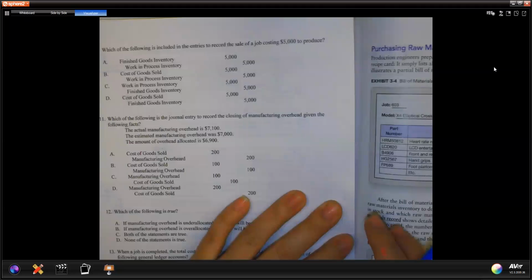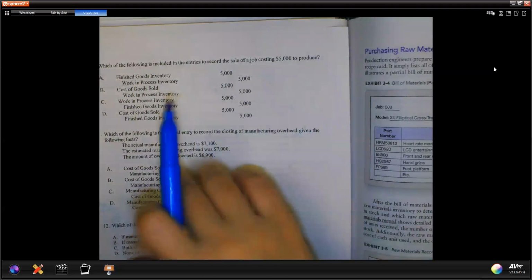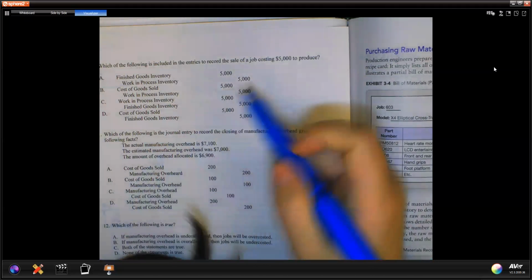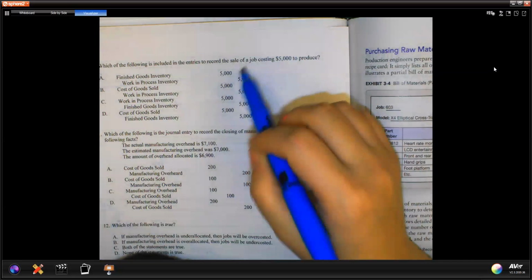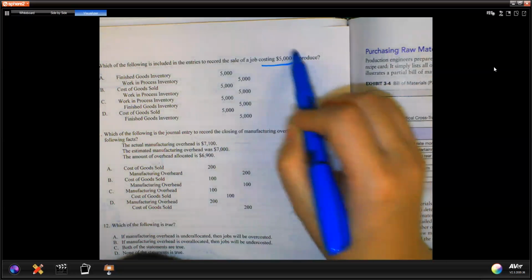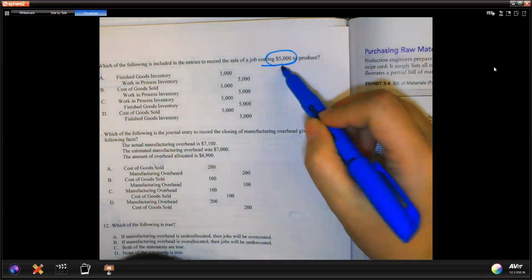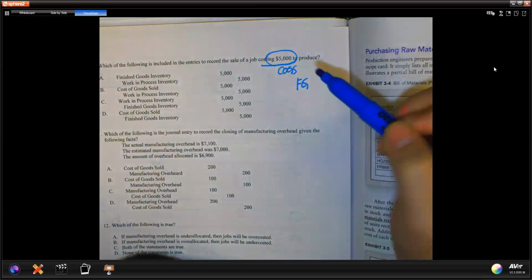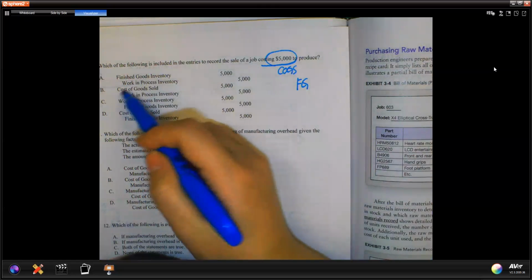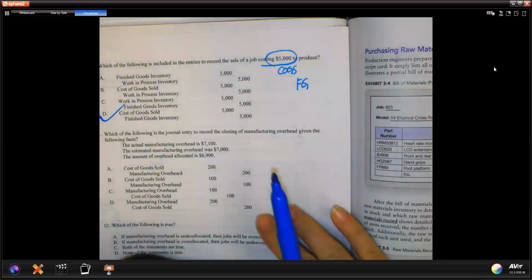Next one, which of the following is the sale of cost to produce. We said when you sell your products, you increase cost of goods sold and you decrease your finished goods.